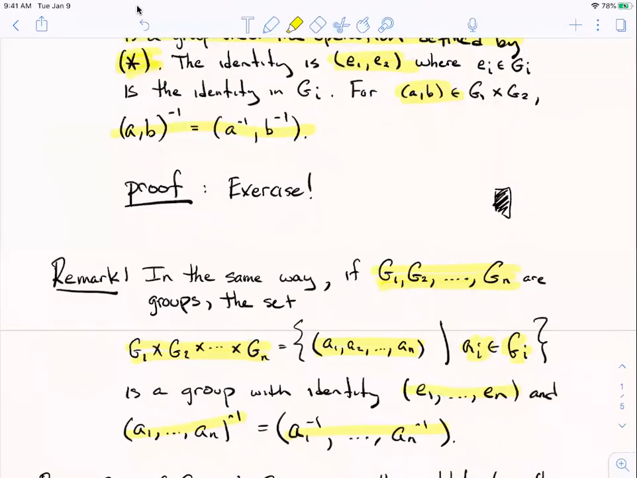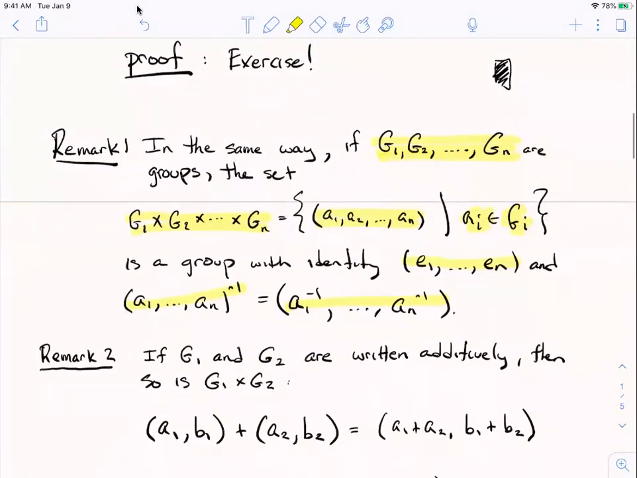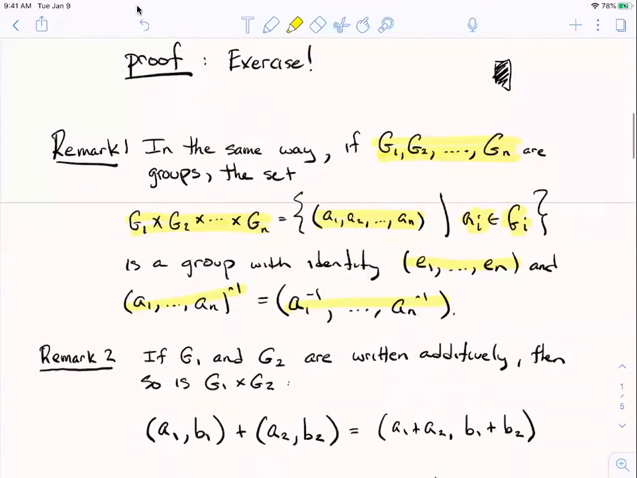So really the fact that we have two factors is not that big of a deal. It's just notationally a little bit easier to write down. A second remark is that if the groups are written additively, then we write the Cartesian product additively as well.